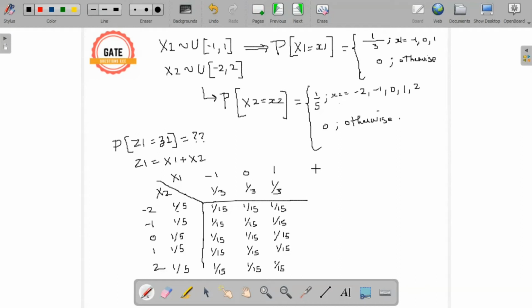So I will write here Z1, and it can take values from the minimum value of Z1, which is the minimum value of x1 plus the minimum value of x2. So it will be -1 plus -2, which is -3. Similarly, you can calculate the maximum value of Z1. That will be the maximum value of x1 plus the maximum value of x2, which is 1 plus 2, which is 3. So Z1 ranges from -3 to 3. I will write them here.